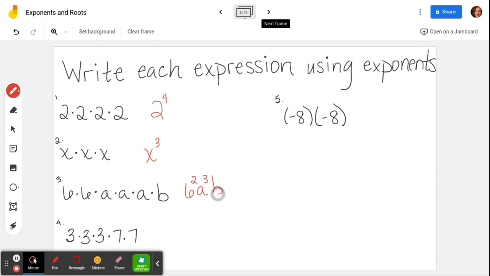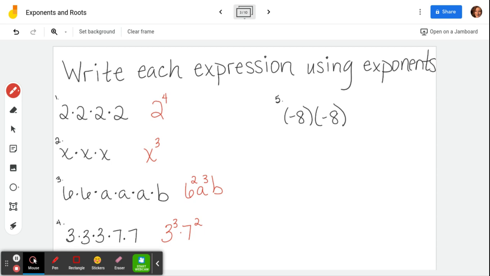And then there's only one B. If you want to put B to the first, you can. Or you can just leave it B. I would take it either way. Number 4, that would be 3 to the 3rd and 7 to the 2nd.